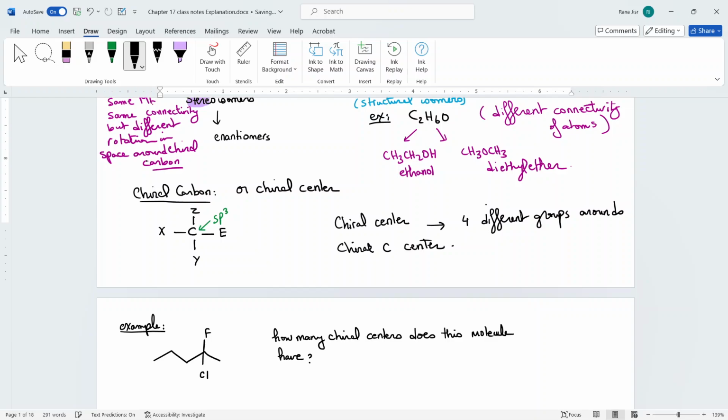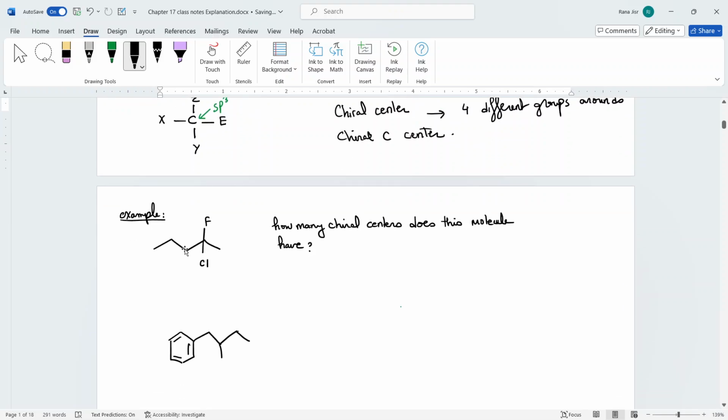But the chiral center is not limited to a carbon. It can be any atom that is sp3 hybridized and has 4 different groups around it. So let's have an example over here. If I give you this skeletal form and I ask you, how many chiral centers does this molecule have? Now I know that each one of these carbons is sp3 hybridized, right?